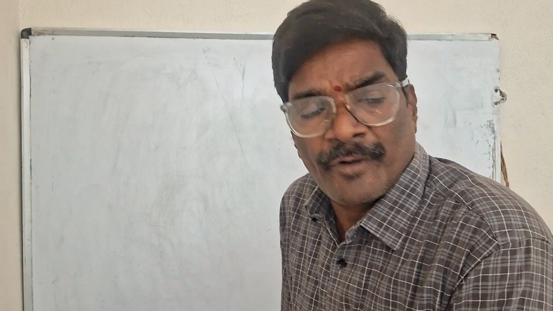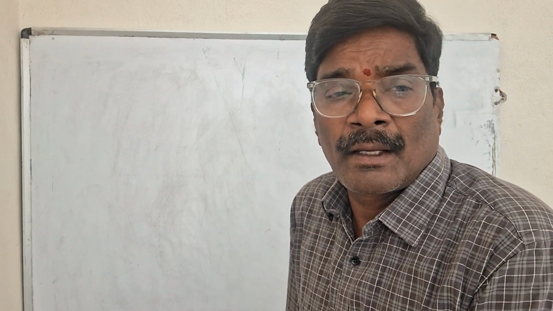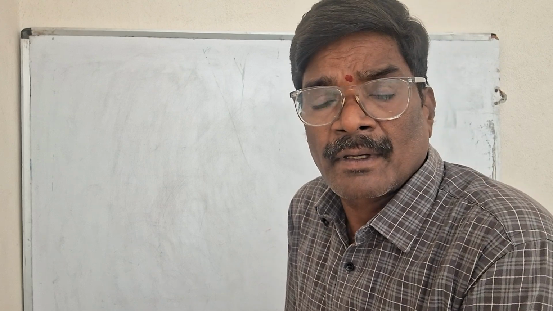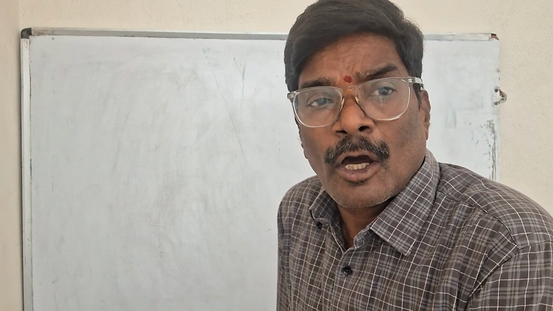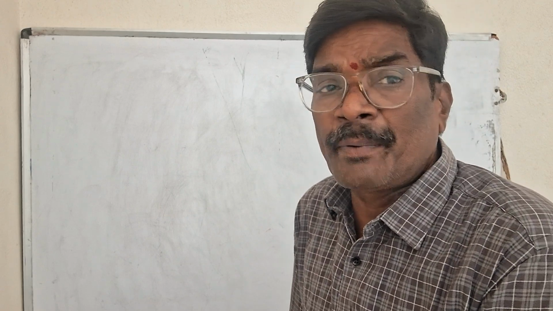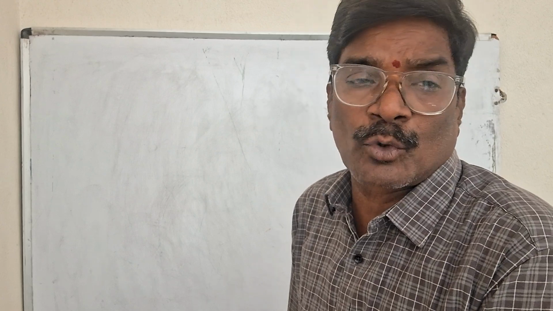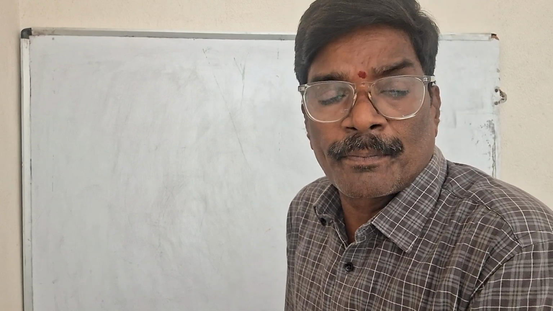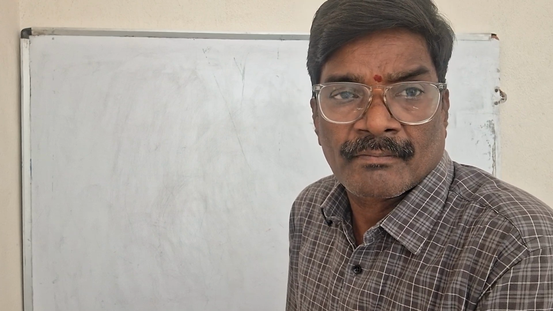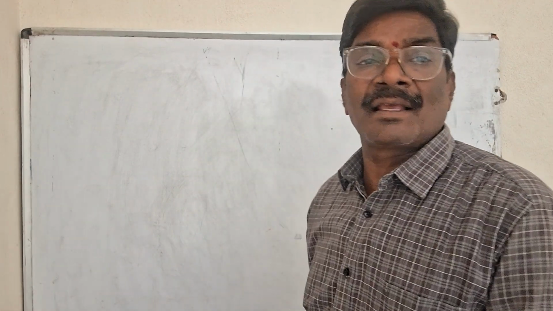Now we discuss ionization enthalpy. What are its trends? Trends means in the periodic table, how does ionization enthalpy change? In a period, we observe the trend from left to right. In a group, we observe the trends top to bottom. First of all, we learn what is ionization enthalpy.